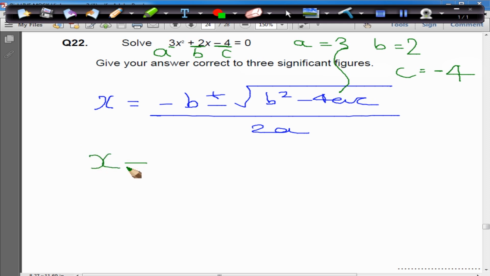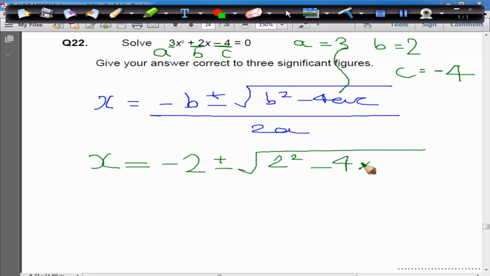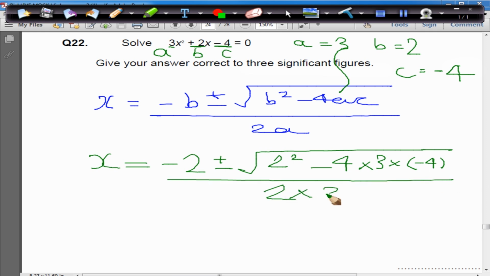So x is equal to minus b. What's the value of b? 2. So write down minus 2, plus or minus. We can only put one calculation into the calculator anyway. Then b squared, which is 2 squared, minus 4 times a times c, which is 4 times a, what's a? 3, times the c value, which is minus 4. I'll put a little bracket around that so it doesn't get confused. And all that's going to be divided by 2 times a, which is 3.